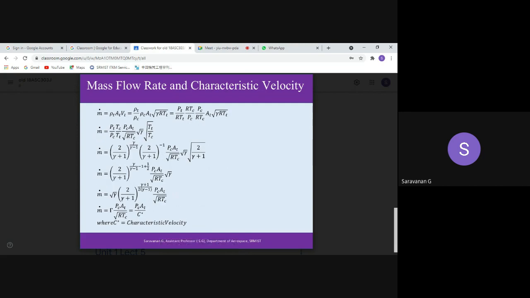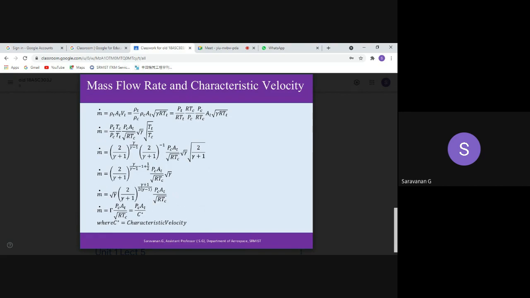So here you see the m dot expression arrived: root of gamma, (2 by gamma plus 1) to the power (gamma plus 1) by 2 (gamma minus 1), PcAt by root of RTc. I am going to explain how we obtain that m dot. Anyhow, you should have all this in your previous study. I am repeating again, since it is applicable to rocket systems.